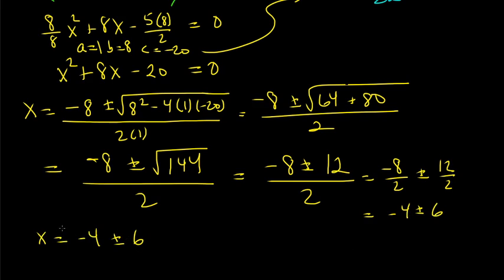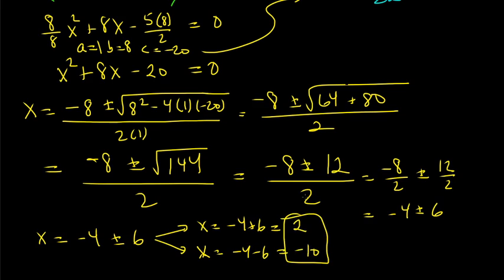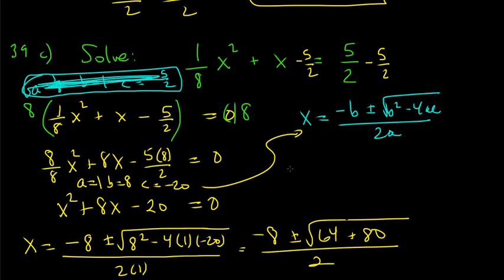Now, in this case, you cannot leave it like this. If you leave it like this, you're going to lose some credit here. You're going to lose some points, right? Because you can split this into two numbers, right? Negative 4 plus 6 and negative 4 minus 6. Negative 4 plus 6 is 2. Negative 4 minus 6 is negative 10. So the solutions to this equation are nice numbers, right?